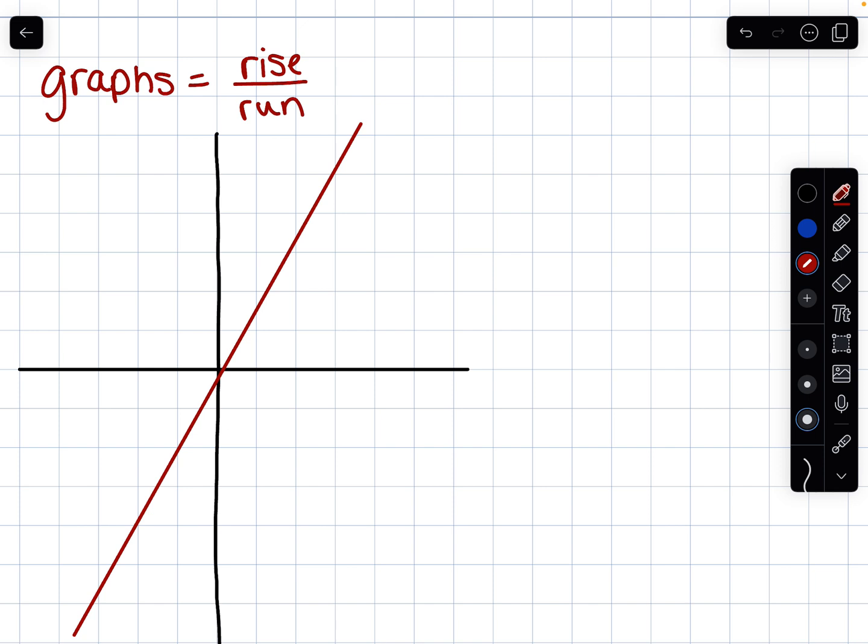Okay. Now, here's the deal. When they give us a graph, I wrote next to it what we're going to use to find our slope. What do we use? Rise over run. Now, you might put out to the side. Rise is either up or down. Run is left and right.